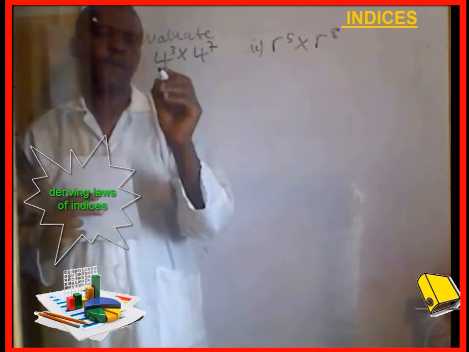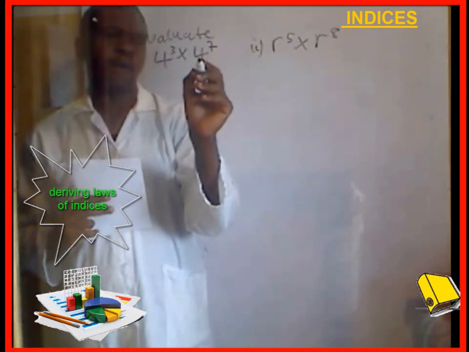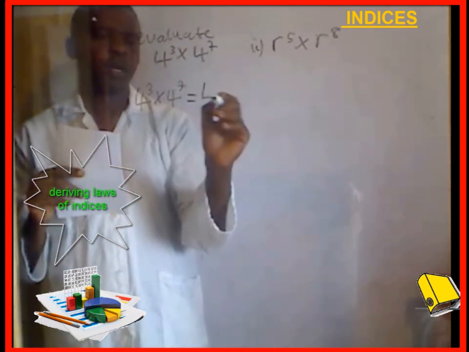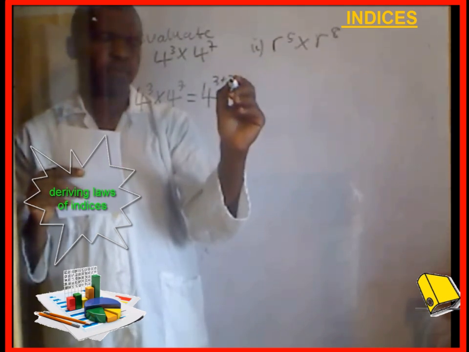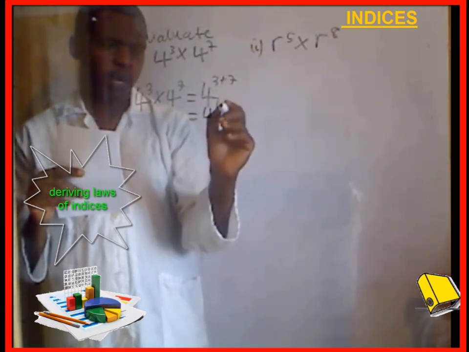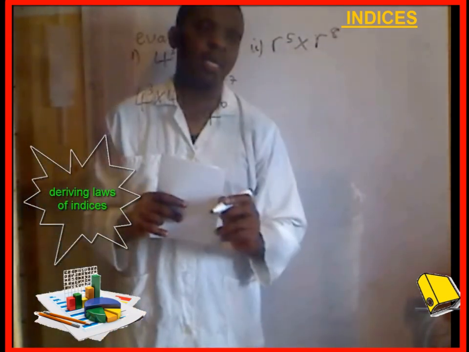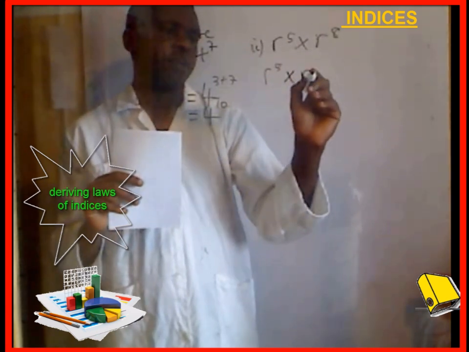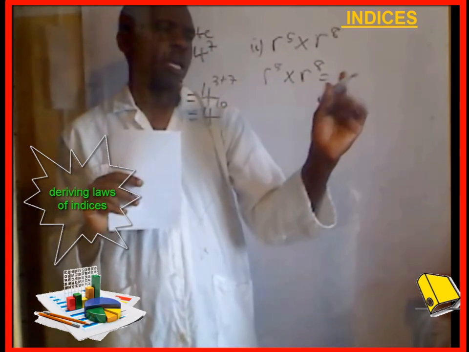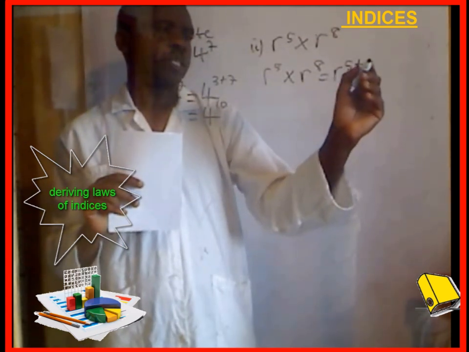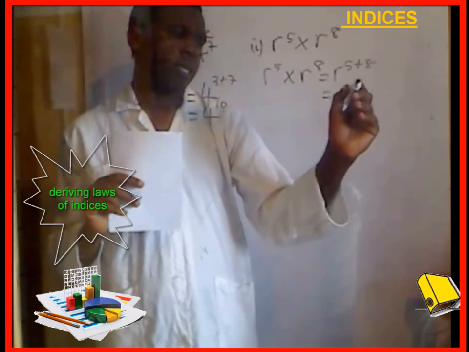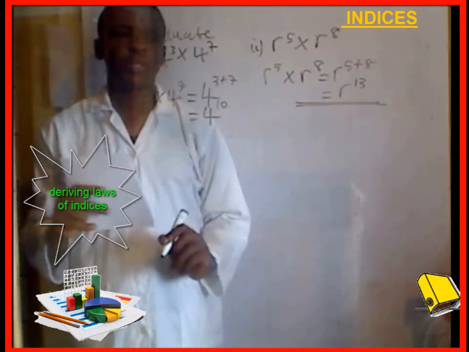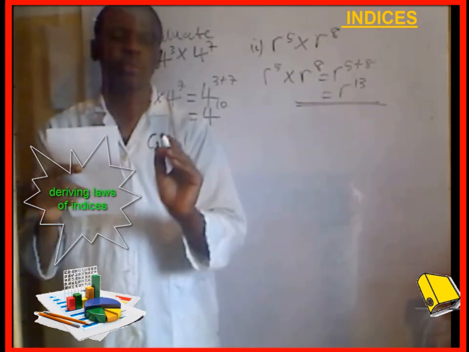Evaluate 4 raised to the power 3 times 4 raised to the power 7. This will be equal to 4 raised to the power 3 plus 7. This is equal to 4 raised to the power 10. Let's take the other problem. R raised to the power 5 times R raised to the power 8 will be equal to R raised to the power 5 plus 8. This will be R raised to the power 13. This is the first law of indices. So the first law concerns multiplication.